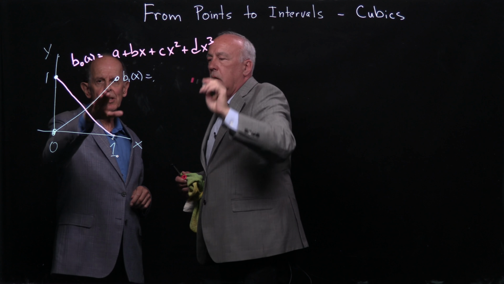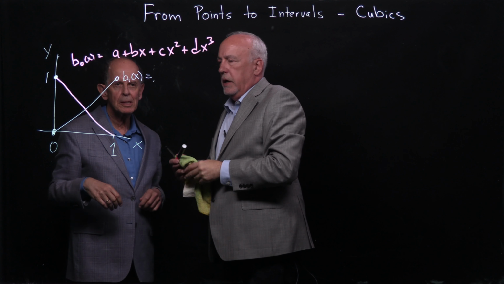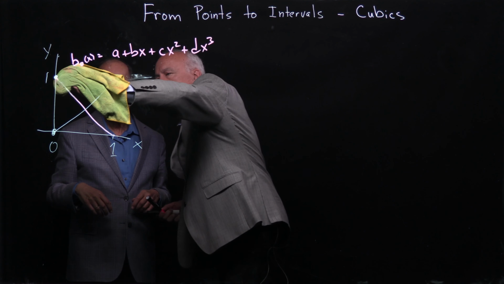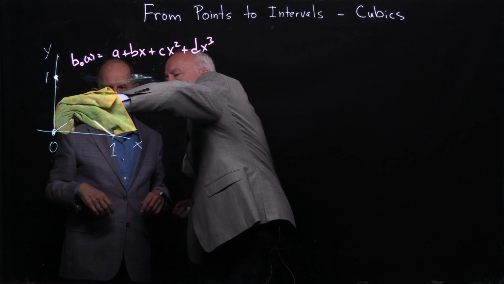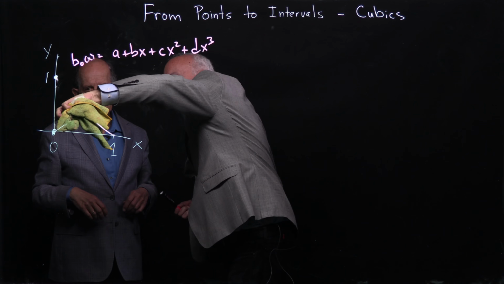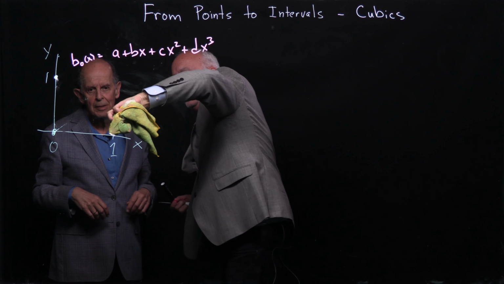Are you going to leave this up? It might be a little... Let's take that out because it's a little confusing. And you know what? Because it's a cubic, b0 will not be a straight line. It's going to be a cubic. And what do we want it to do?